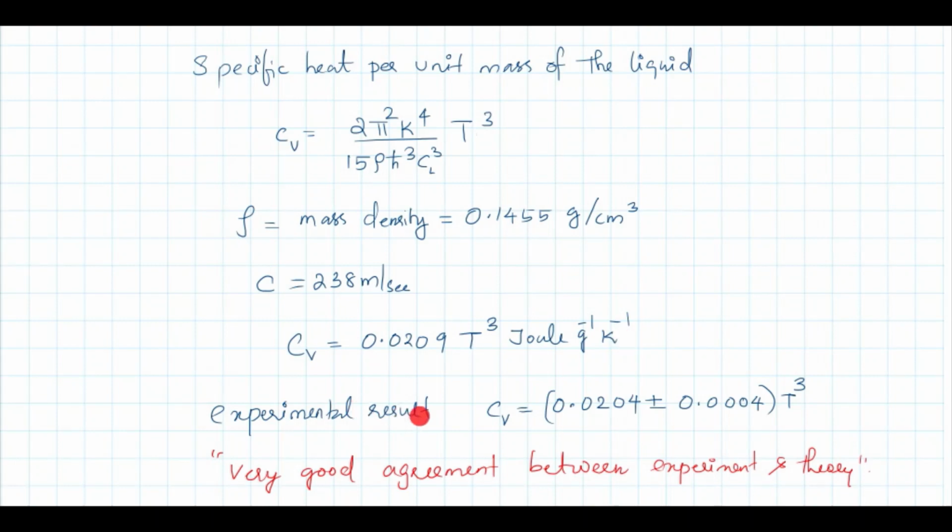And the experimentally observed value is Cv equal to 0.0204 plus or minus 0.0004 into T cube. So the theoretically obtained value and the experimentally observed value are in very good agreement. Okay, so this is again a further confirmation of the success of Debye theory. Okay, thank you.